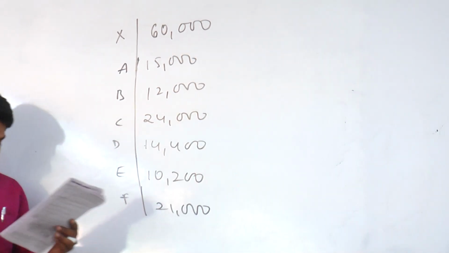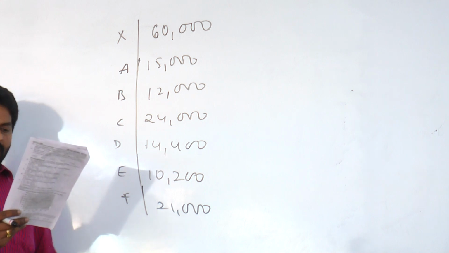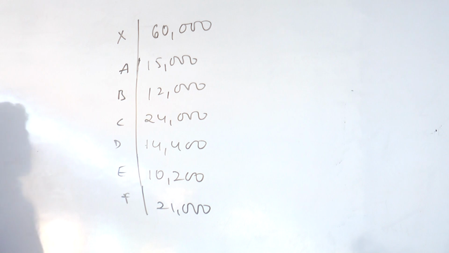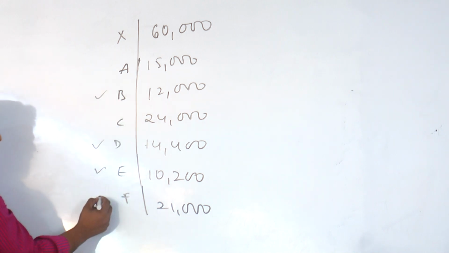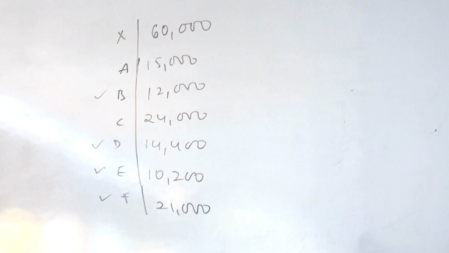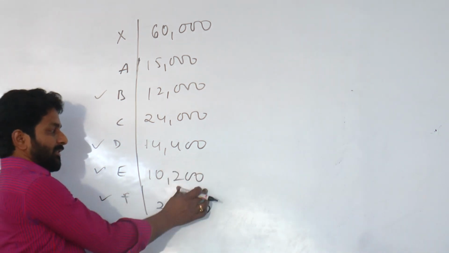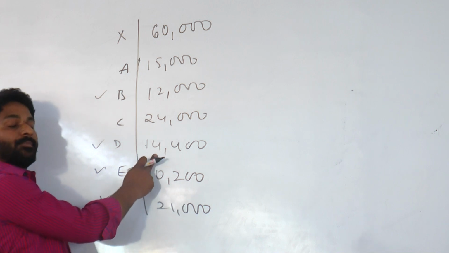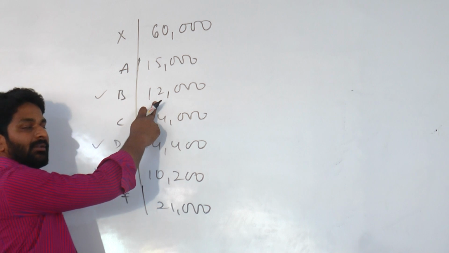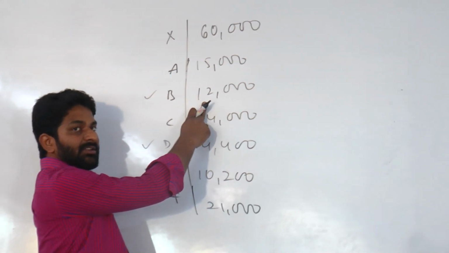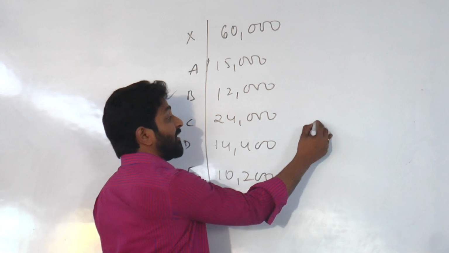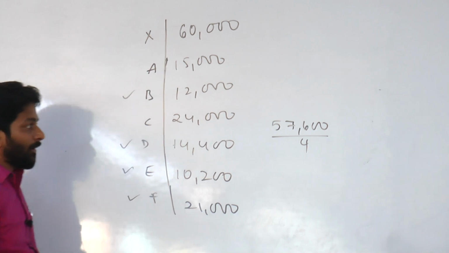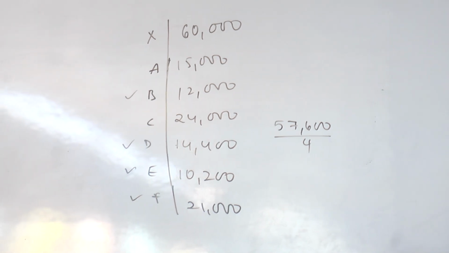Right. Next, I think you can solve every question. What is the average population of villages B, D, E, F? B, D, E, F. Right. So the numbers are 14,400, 24,000, 10,800, 21,000, total 57,600 by 4 average. Right. Next.